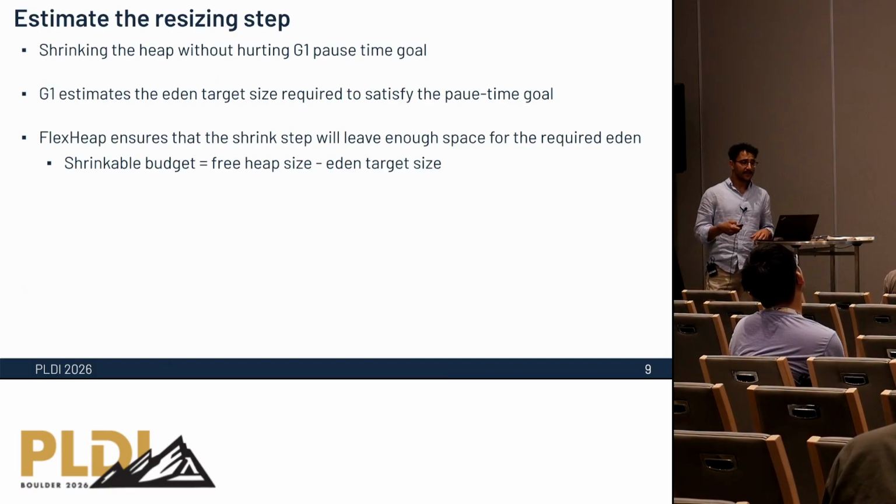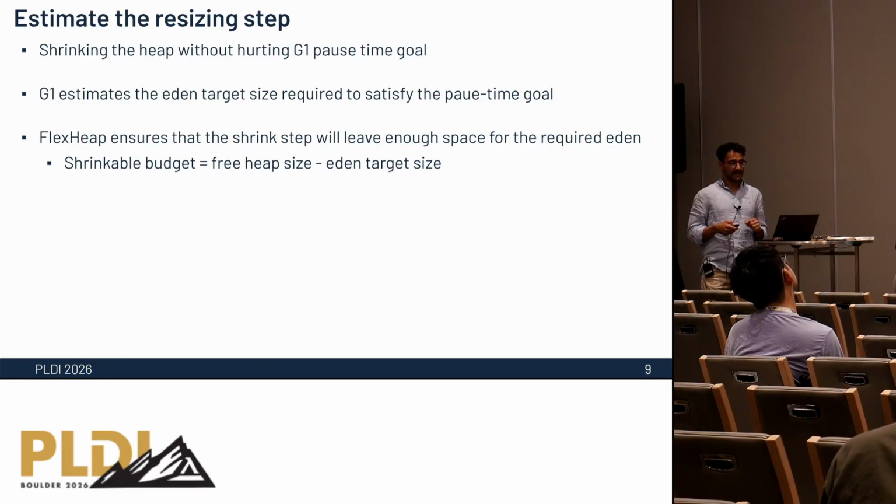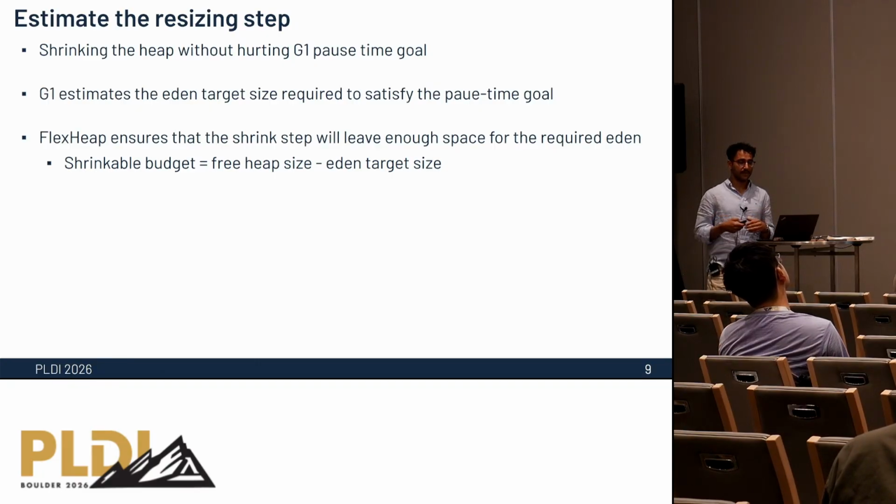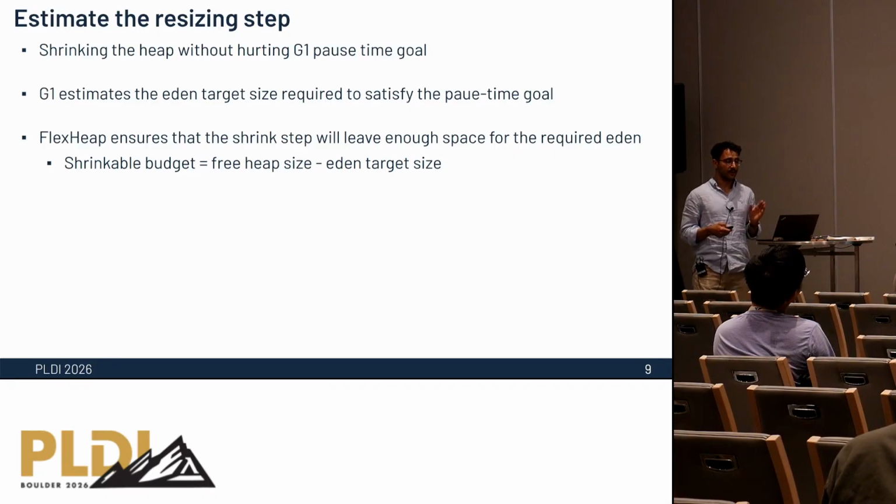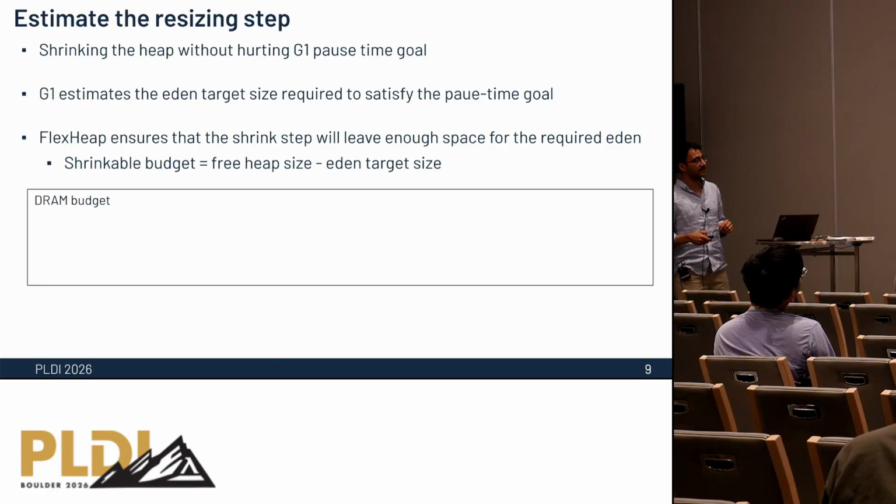After FlexHeap decides the proper action to perform, it now needs to estimate the resizing step. The goal of FlexHeap is to shrink the heap without hurting G1's pause-time goal. G1 estimates the heap target size required to satisfy the pause-time goal, and FlexHeap ensures that the shrinking step will leave enough space for the required heap space.